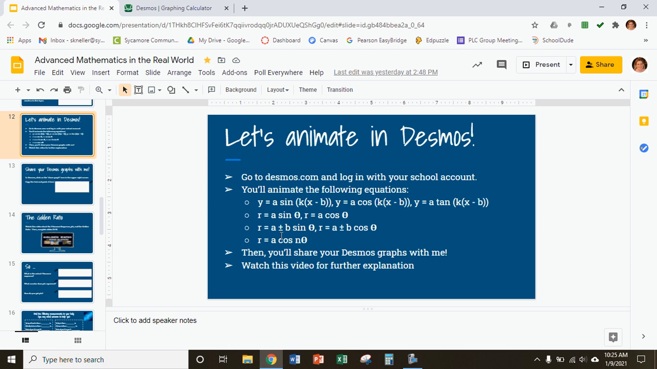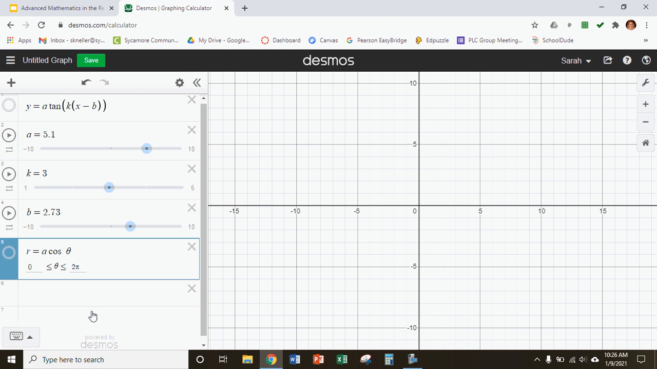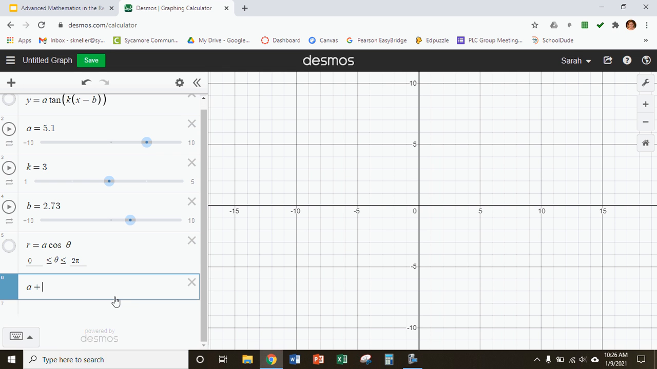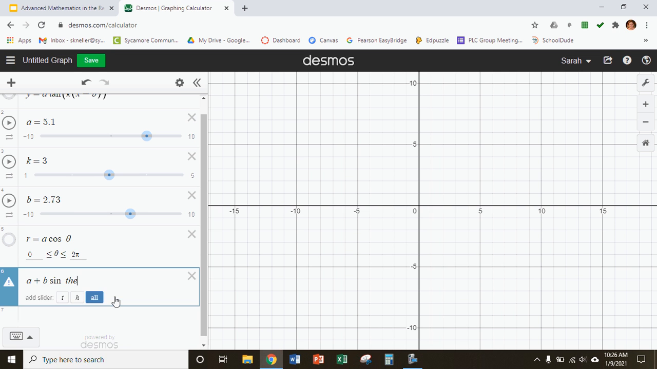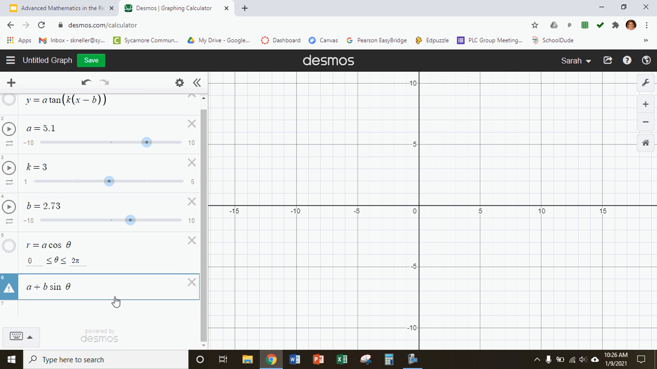Now here I have it written as a plus or minus b. You can either do positive or you can do negative. So you don't have to put a plus minus into Desmos. You can just pick if you want it to be plus or if you want it to be minus. Okay, and then it's going to have sine and theta as well. This is going to make the shape of, it's called a cardioid. So it's kind of like a heart. So let's do a, I'll just do plus, b sine, and then just start typing theta. Okay.